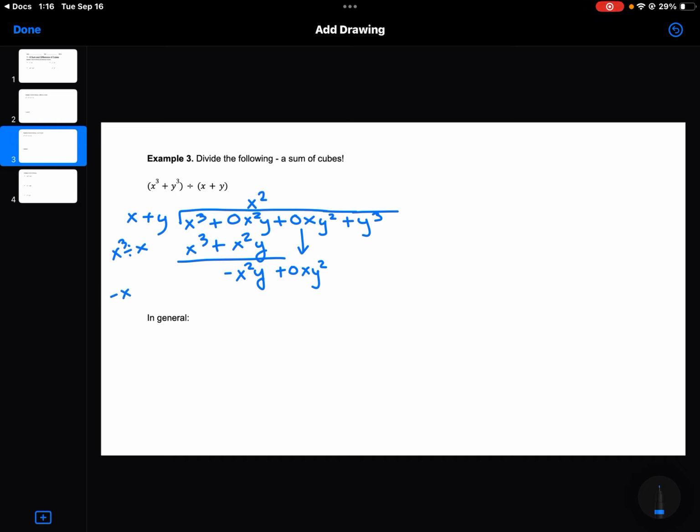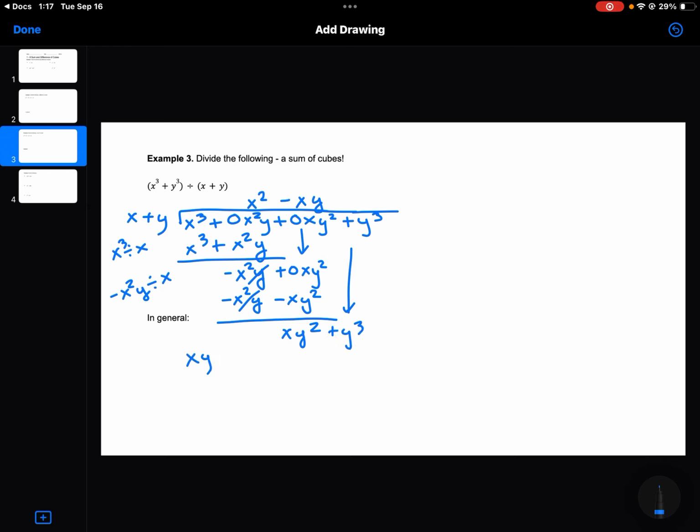My second step, I'm going to start with minus x squared y divided by x. Maybe you're noticing a difference here. This is going to leave me with minus xy, and then I'm going to multiply back through. So I've got minus x squared y minus xy squared. I'm going to subtract. These ones cancel out. Here I've got xy squared. I'm going to bring down my y cubed at the very end.